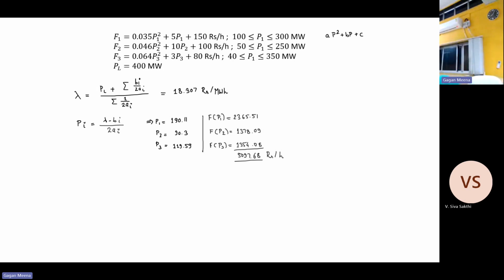Just a minute. I'll just connect my charger. Okay. So this is done.